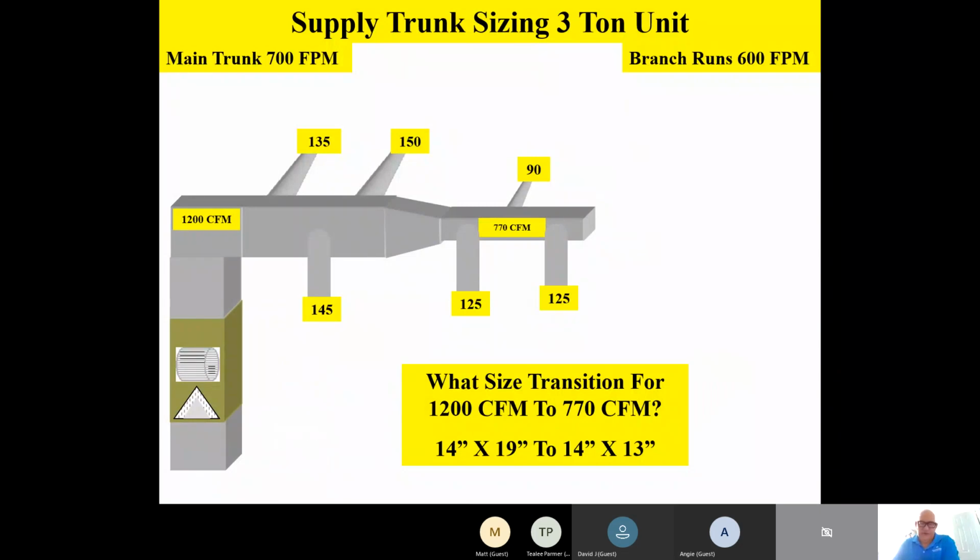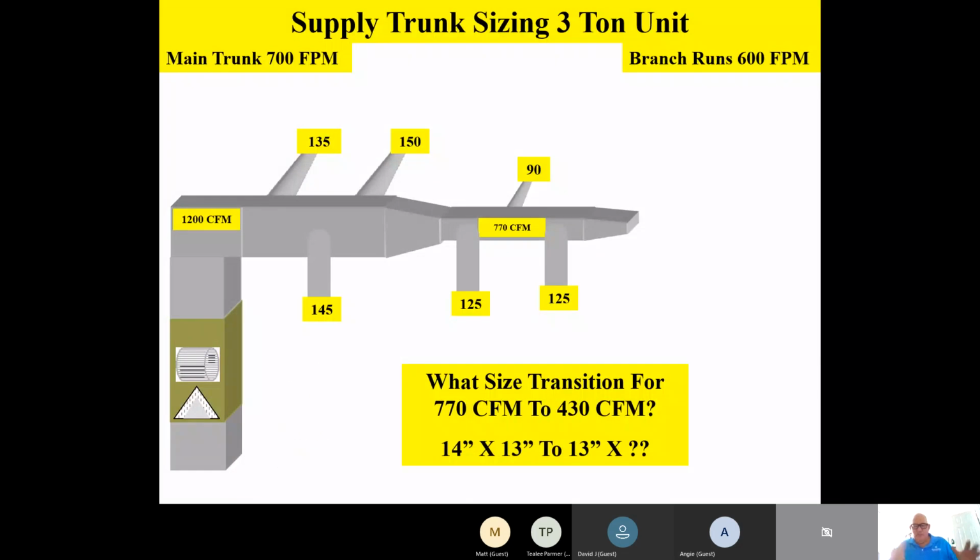So go ahead and do that for me on your calculator. Take 90 plus 125 plus 125 and subtract it from that 770 in that section of main trunk. And that should leave us with 440 CFM left over. So at this point, team, we're going to have to transition that main trunk down again to pick our velocity back up to 700 feet a minute velocity.